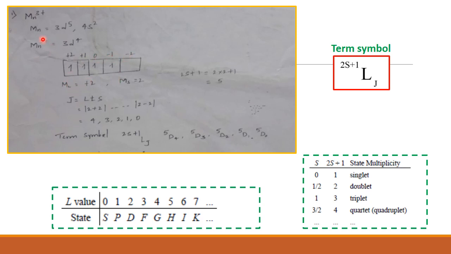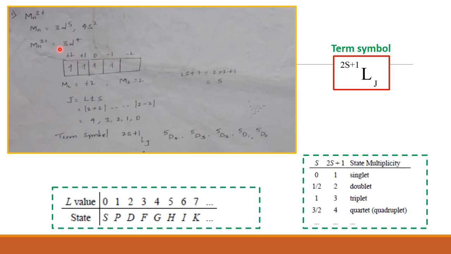So here there are 4 electrons in the 3d: 1, 2, 3 and 4. There are 4 electrons. They occupy the orbitals with ml values plus 2, plus 1, 0, minus 1.